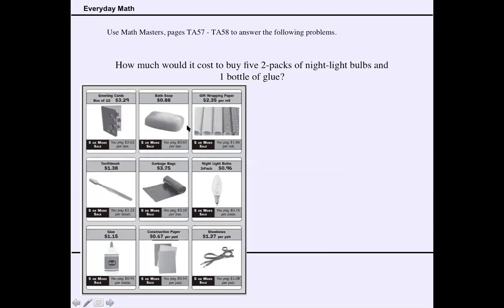All right, how much would it cost to buy 5 2-packs of night light bulbs and 1 bottle of glue? So here are night light bulbs, 2 packs. And then glue. So we want to buy 5 2-packs, so I can use the sale price because I'm buying 5 or more, so I get the sale price of 76 cents. So let's figure that out first.